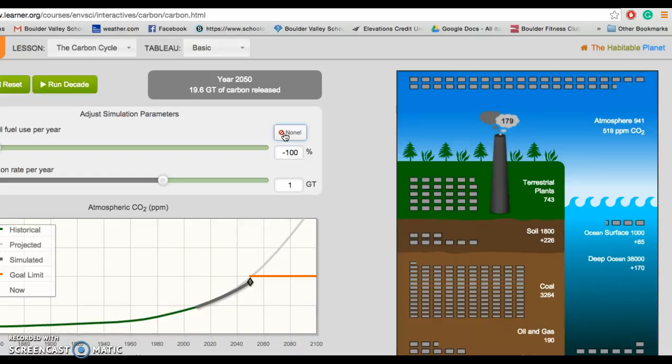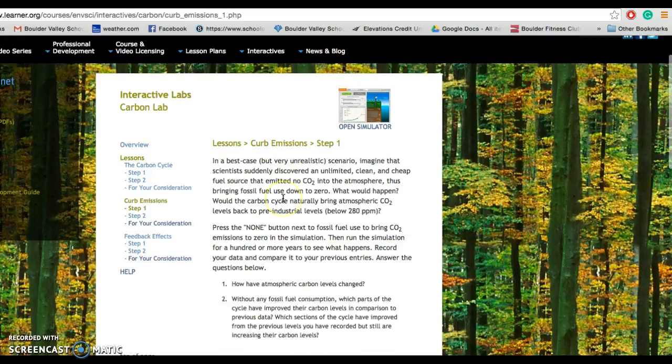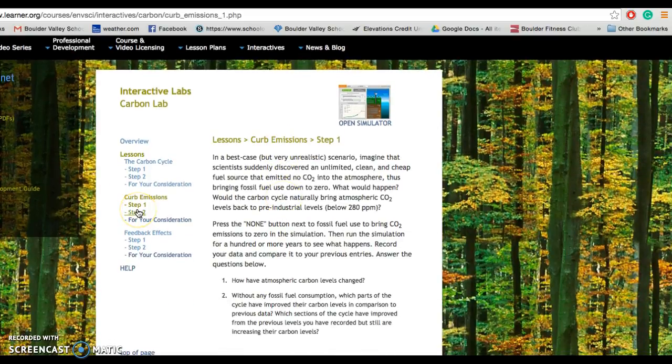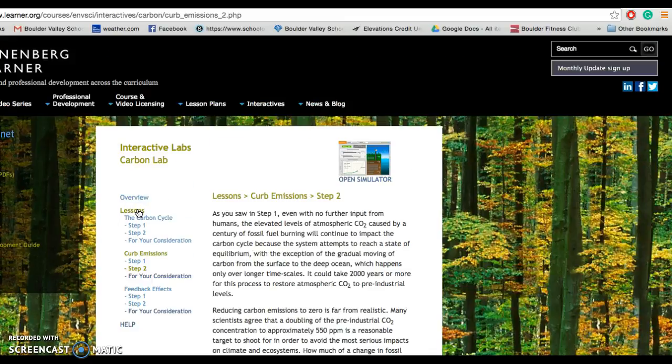So that data is going to be recorded in data table number 2. That's step 1, right? You're writing down the data from 3 different decades. So unlikely, but let's see what would happen. How long would it take the atmosphere or the soil? What kind of equilibrium would be reached at that point?